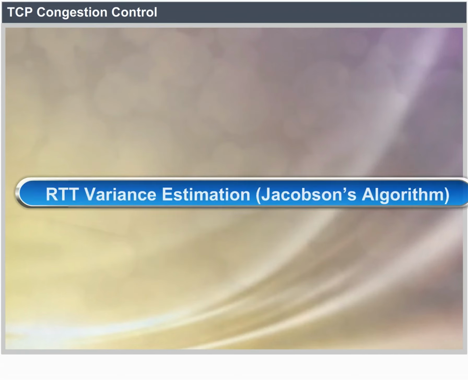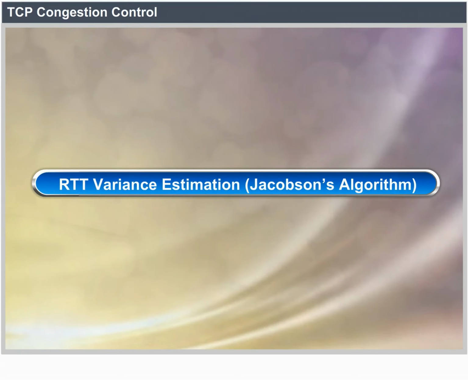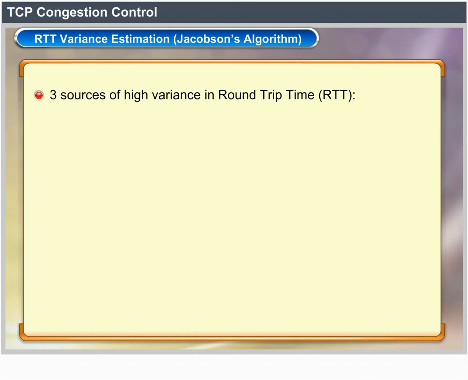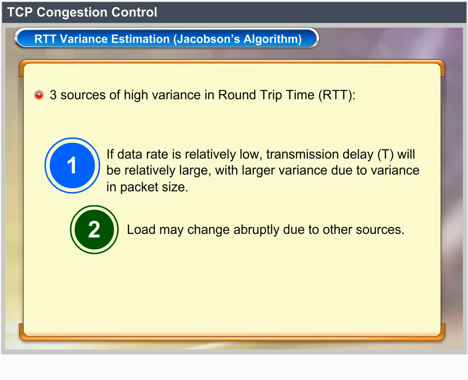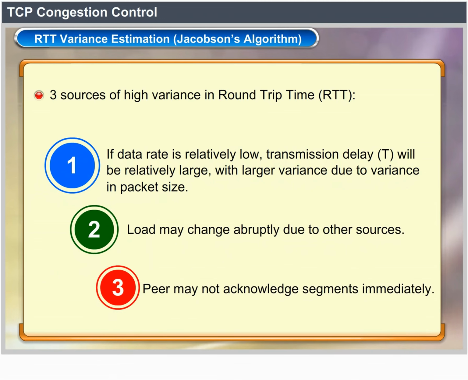RTT variance estimation, Jacobson's algorithm. There are 3 sources of high variance in round-trip time RTT. If the data rate is relatively low, then transmission delay T will be relatively large, with large variance due to variance in packet size. Load may change abruptly due to other sources. The peer may not acknowledge segments immediately.